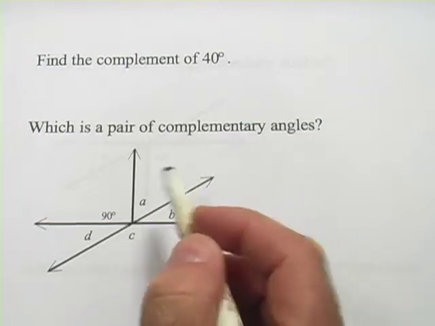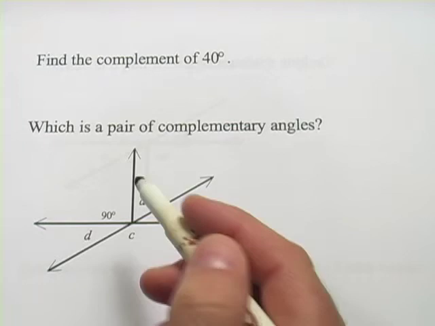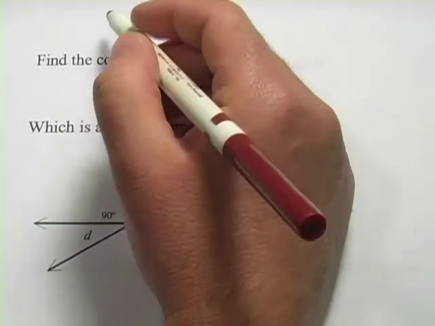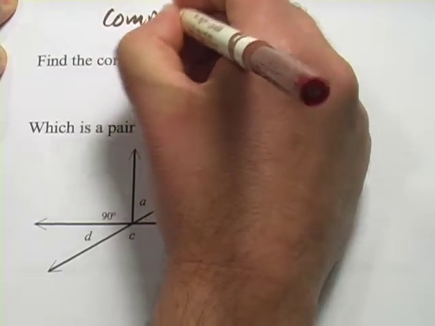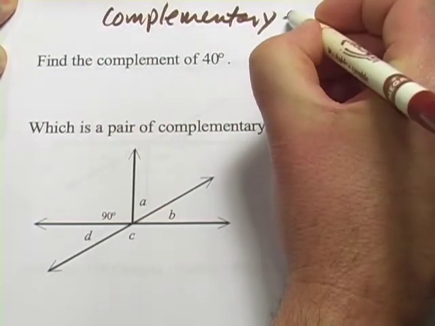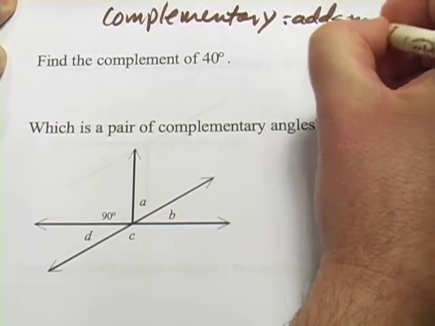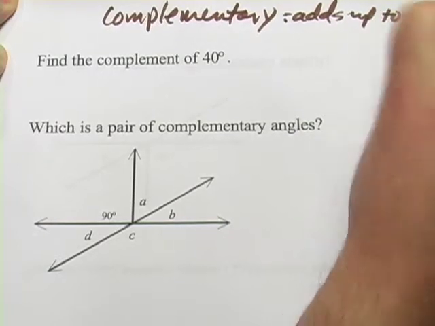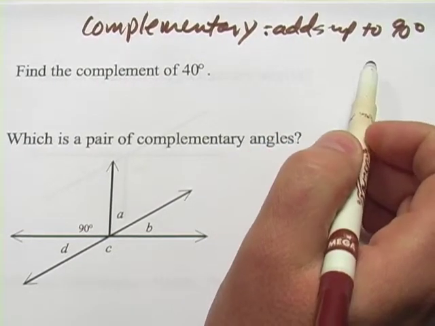In these problems, we're working with two concepts, that of complementary and supplementary angles. And you have to know what those mean in order to do these problems. Complementary means it adds up to 90 degrees. So if two angles are complementary, they're going to add up to 90 degrees.